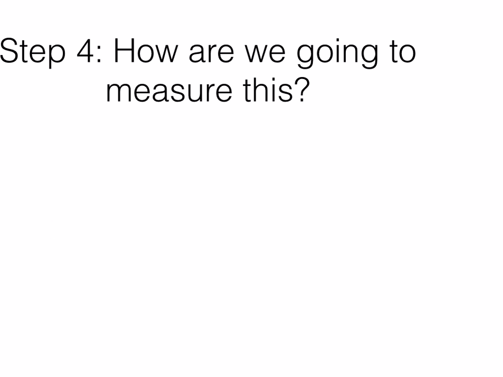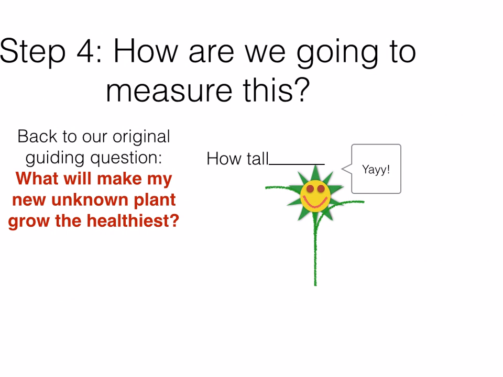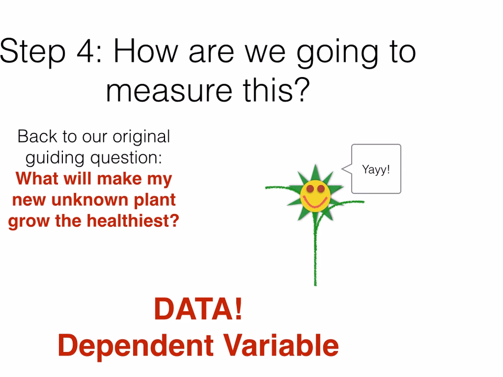Step four. How are we going to measure this? All right, so back to our original question, what will make my new unknown plant grow the healthiest? Okay, and there it is. We could measure, say, how tall it is. We could measure, say, how many petals are growing on the plant. We could also measure how big the flower is. But either way, we have to come up with some form of data to be our dependent variable.